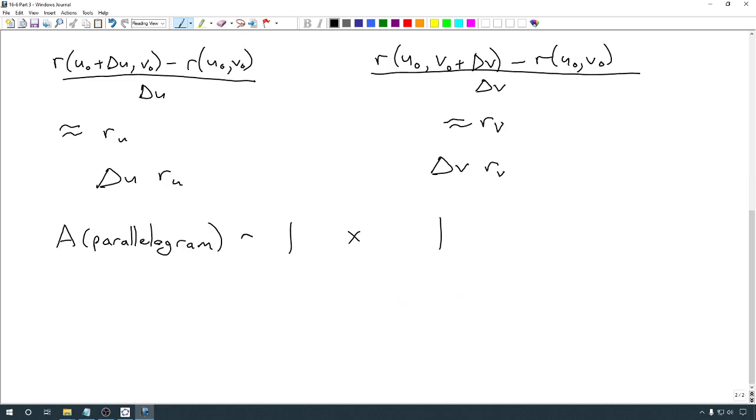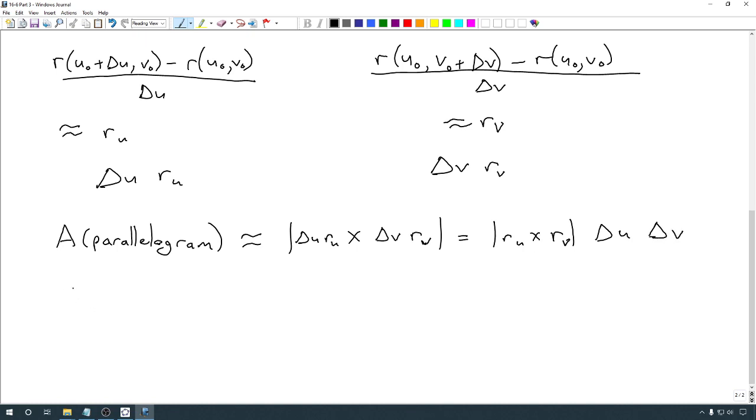So this approximation, I'll have a delta u r sub u and a delta v r sub v. Of course, delta u and delta v are just constants. They're numbers that we can pull out. So we can write this as the magnitude of r_u cross r_v times delta u and delta v.